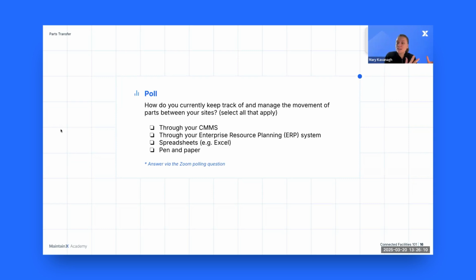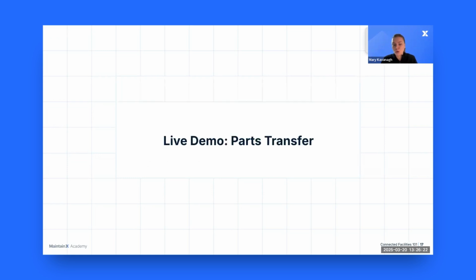And again, just like with asset transfers, this is what we want to address with the use of global parts: having your parts digitized. Go check out our last webinar for more information on that and making sure that we can optimize what we have across sites. So let's get into it and take a look at how we can transfer parts between organizations.